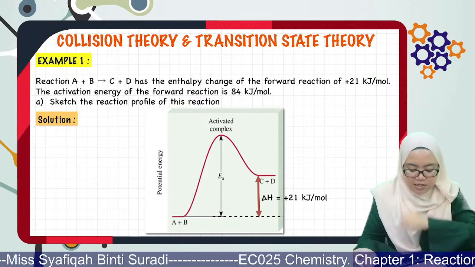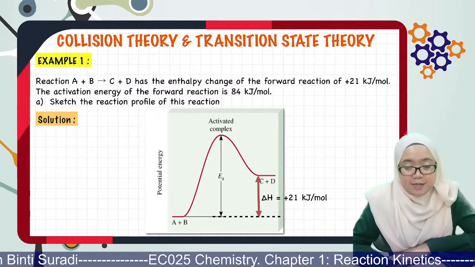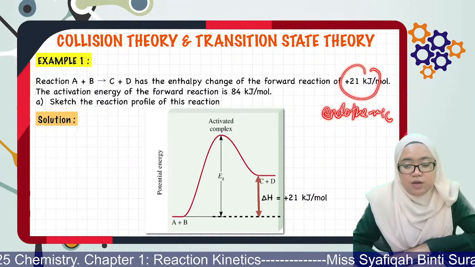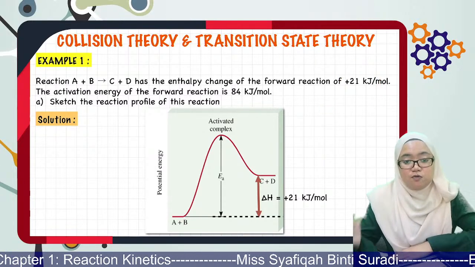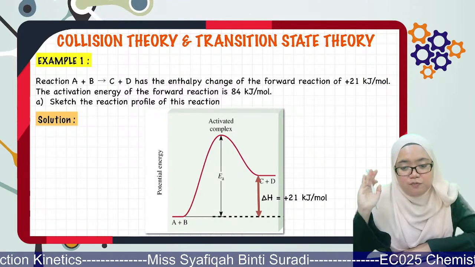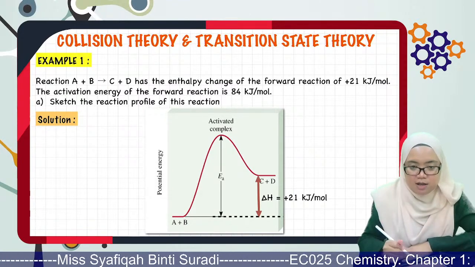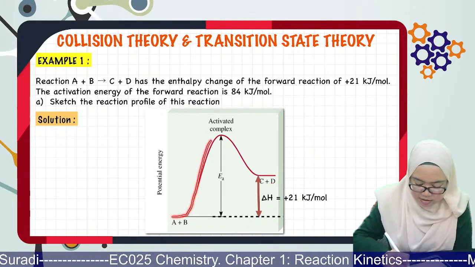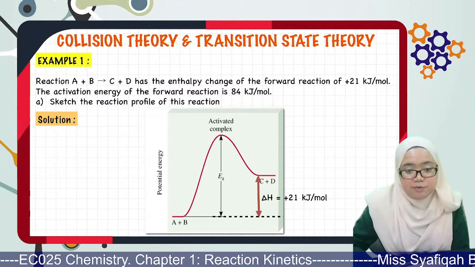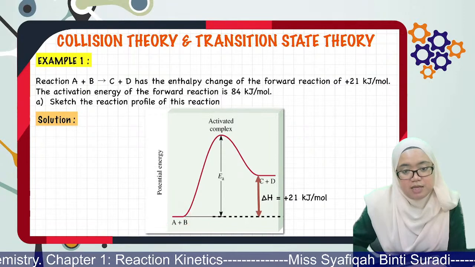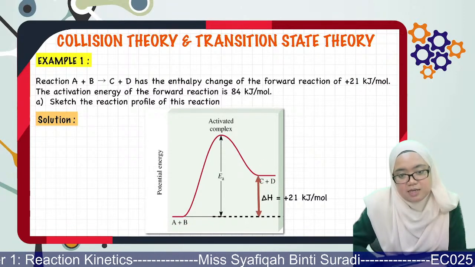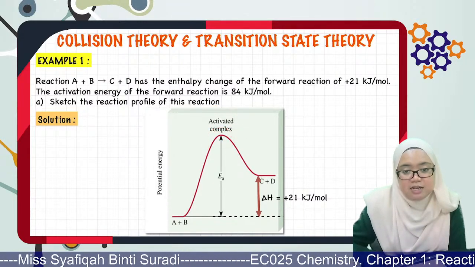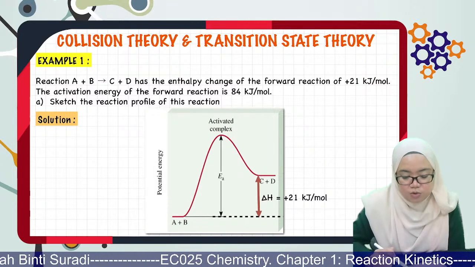So dia positif delta H. So bila positif means this is endothermic reaction. So endothermic means that the potential energy of reactant is lower than the potential energy of product. So maksudnya kita akan start dari bawah, barulah kita pergi atas ni. Okay, now kita sketch dulu macam biasa. Okay, and then kita kena label. Okay, ni label reactant A plus B, label product C plus D. Okay, and then you label dekat sini activated complex. Sebab ni adalah transition state dekat sini adalah ada activated complex. So you label activated complex.